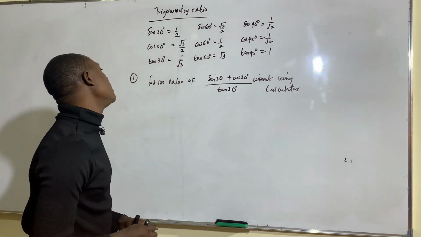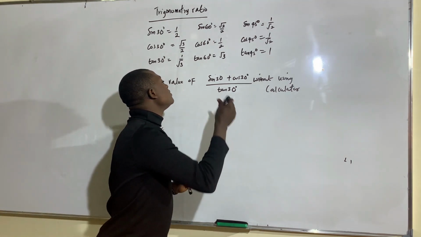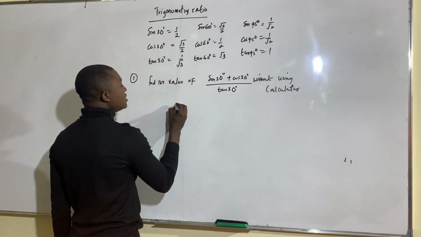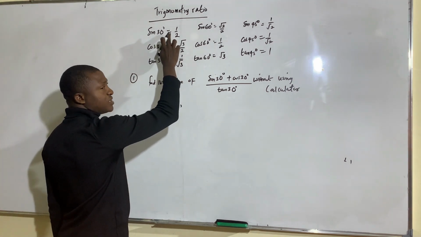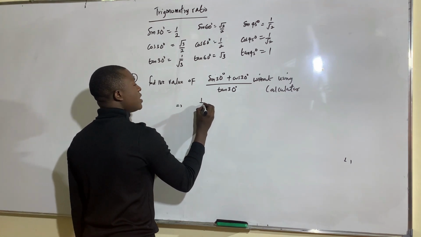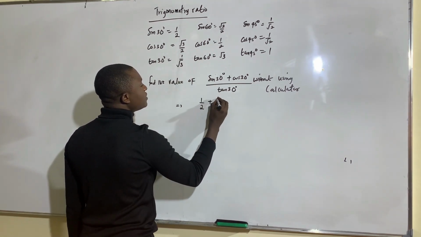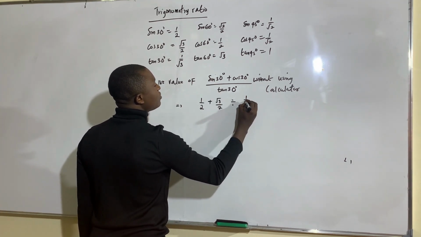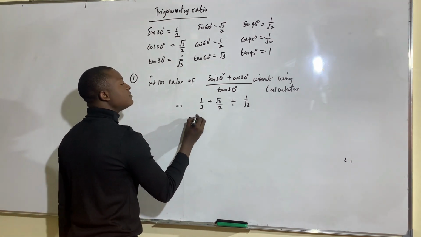trigonometric ratios. So in the problem, what we have there is sine 30 degrees plus cos 30 degrees divided by tan 30 degrees. So I can just make use of the approach. From here, sine 30 is 1/2. If I put that one there, that is 1/2. Cos 30 is root 3/2. Then divided by tan 30, which is 1/root 3. Are you following? Now let's find the LCM of this.